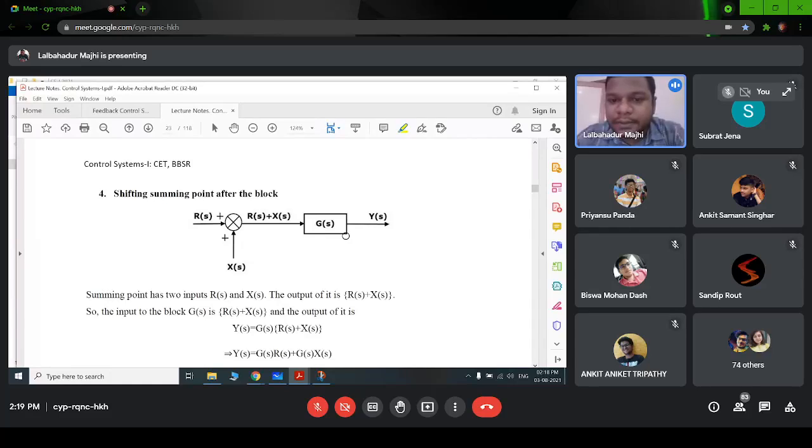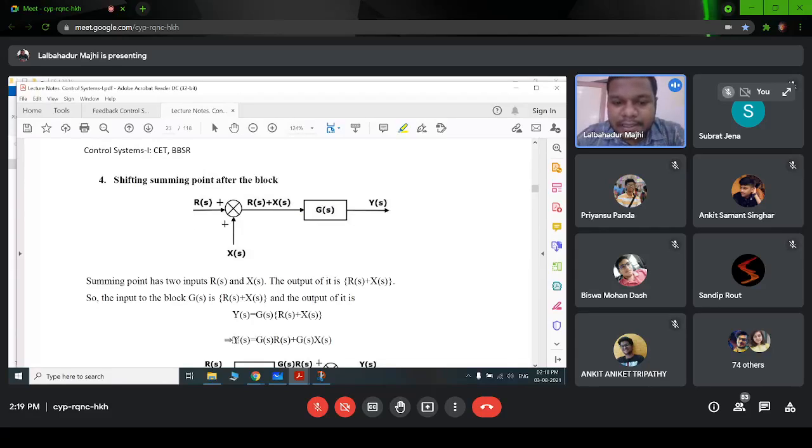Y of s is equal to this g of s into r of s plus x of s. Clear? Up to this clear? So if we simplify this, then we will get y of s is equal to g of s into r of s plus g of s into x of s. Clear? Simple mathematics.